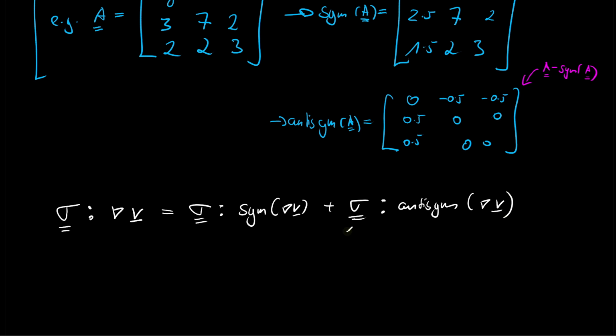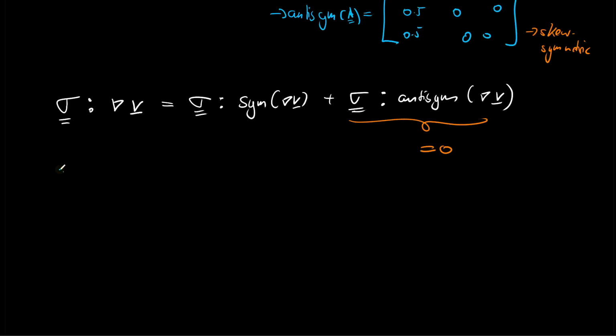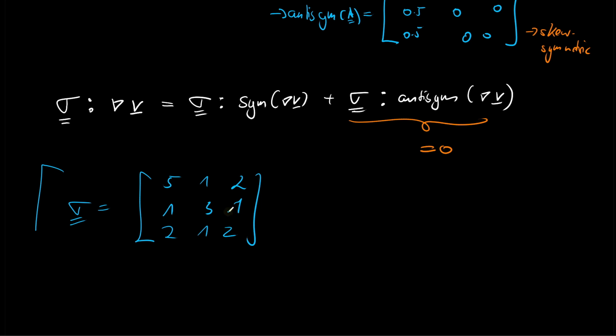And now we will use a property from linear algebra that the contraction of a symmetric matrix with an anti-symmetric matrix, or it's also sometimes called skew symmetric, is going to be 0. So this one will always be 0. Okay, let me give an example to you. Let's, for instance, take a sigma matrix which has the following entries. So it will be 5, 1, 2, 1, 3, 1, and then 2, 1, 2, because sigma matrices are always symmetric, so I chose an arbitrary symmetric matrix here.